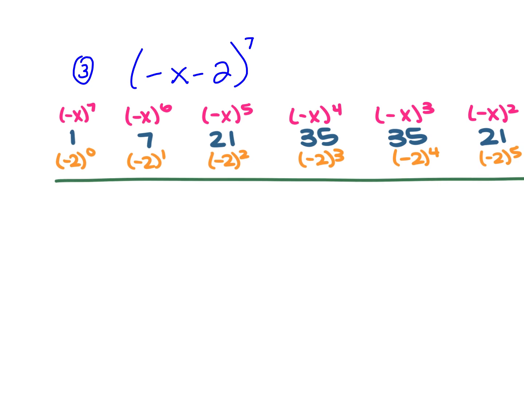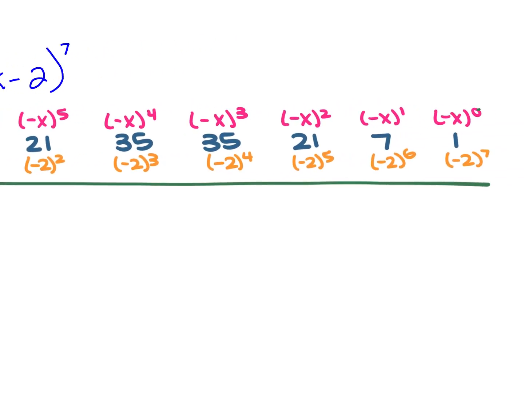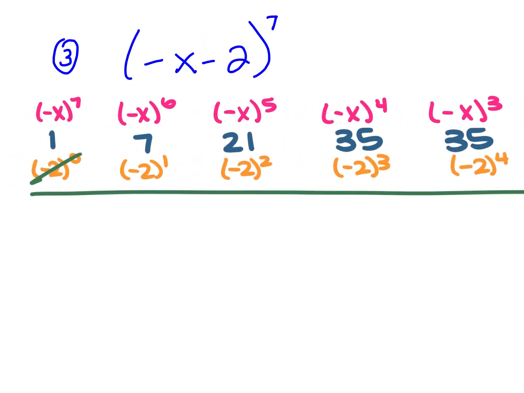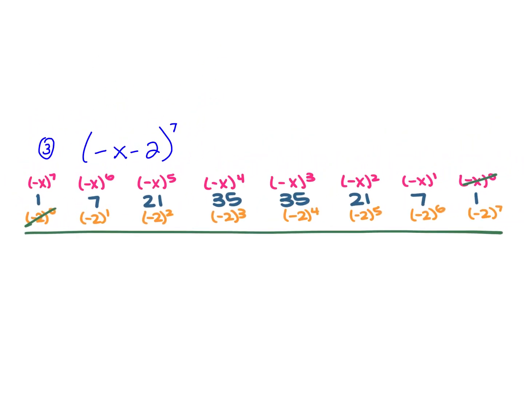So from here, I cancel out the negative 2 to the power of 0 and the negative x to the power of 0. And start with the negative x to the 7th power. Before I do any of this, actually, I want to take care of my signs. The negative x to the 7th power is going to stay negative. The 1 to the 6th power is going to become positive because the power is even. Same thing with the 4th power and the 2nd power.